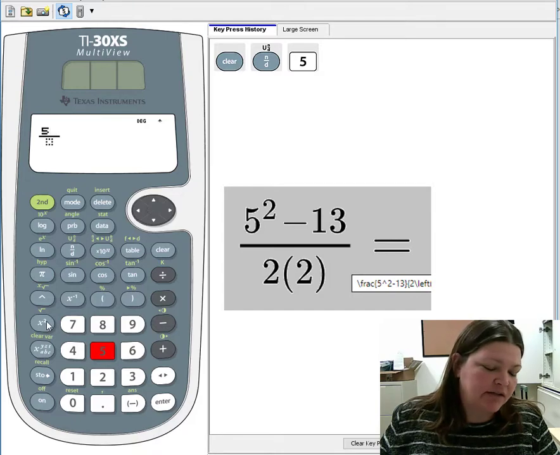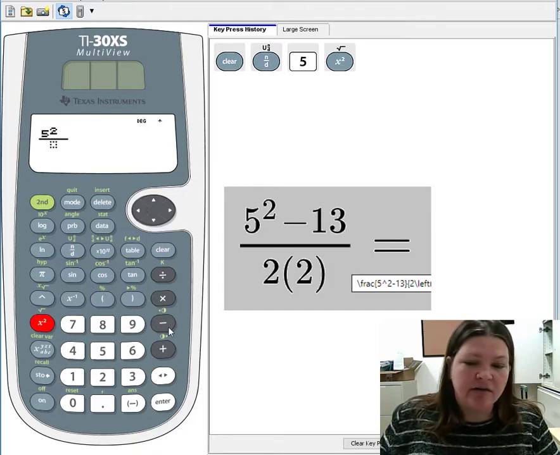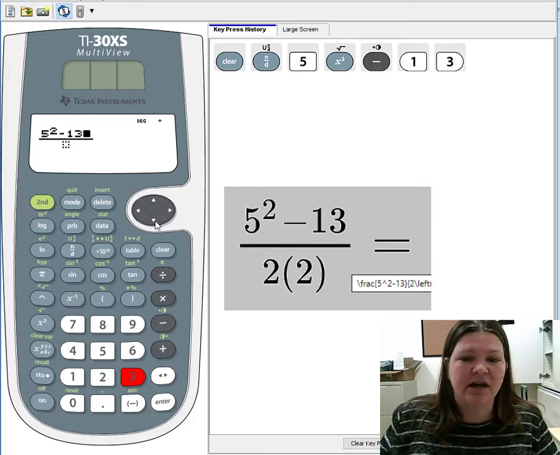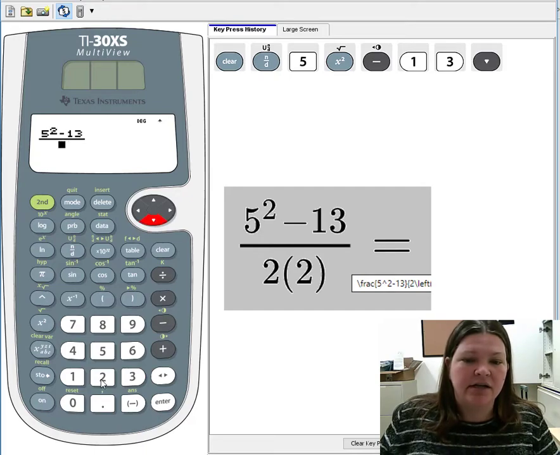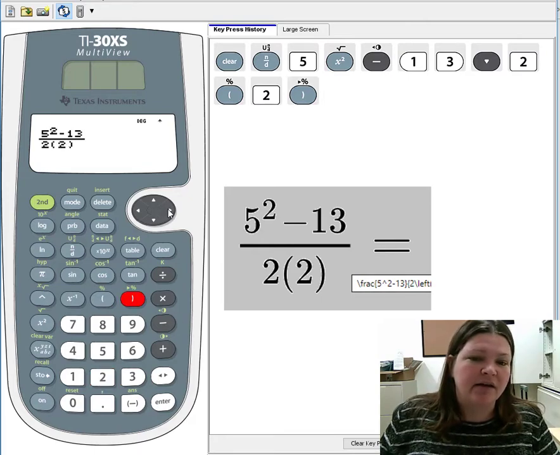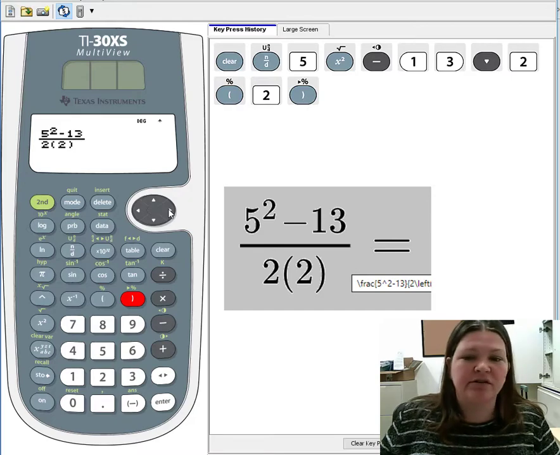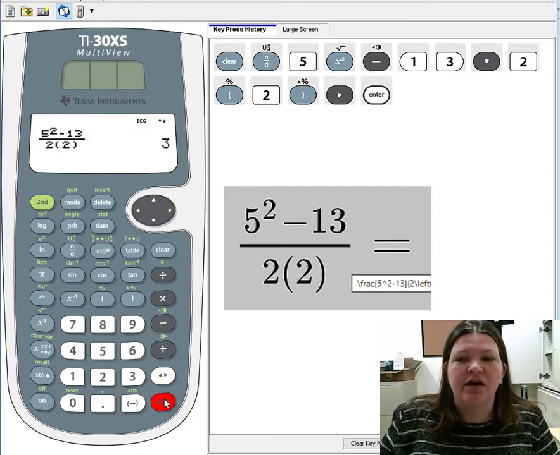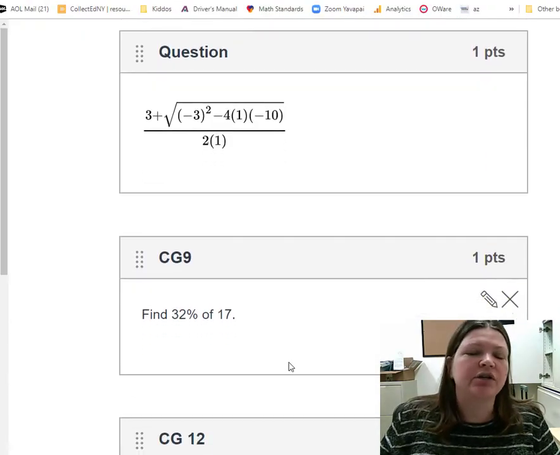I want the 5 that's on top, and it's supposed to be squared. The minus 13 is up on top in the numerator as well, and so I just type that. Now it's time for me to get down to the denominator. I'll arrow down, type my 2, open up parentheses, and my 2. I suggest, even if you know another way to type it, that you type it exactly the way it appears so you don't accidentally change a problem or the order of operations. Okay, so press enter there, and you see it's like extreme makeover. That's just 3.